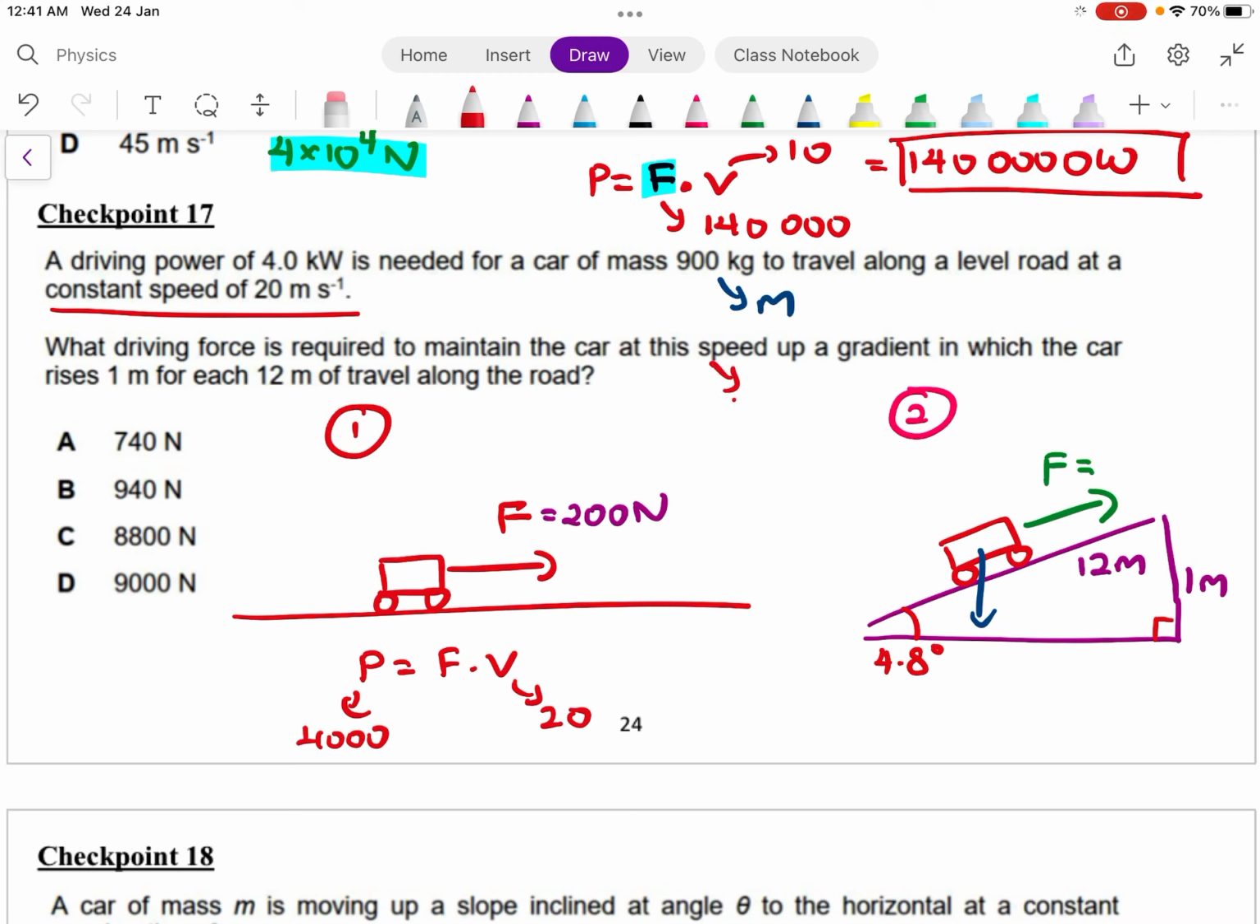Meaning that the speed is also 20 meters per second up a gradient in which the car rises 1 meter for every 12 meters of travel along the road.